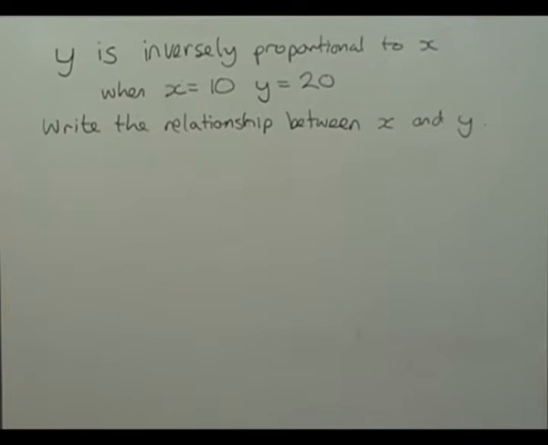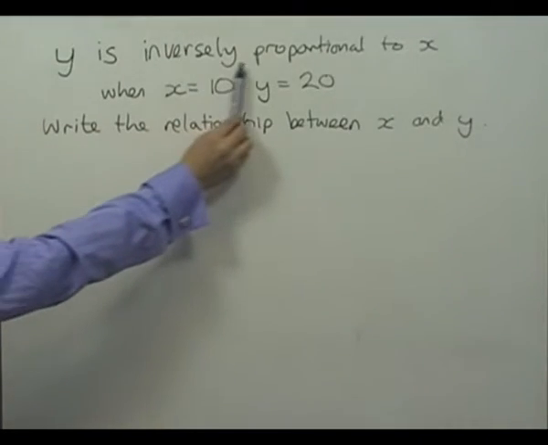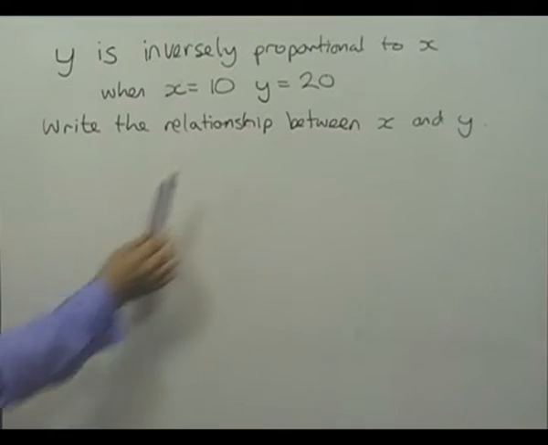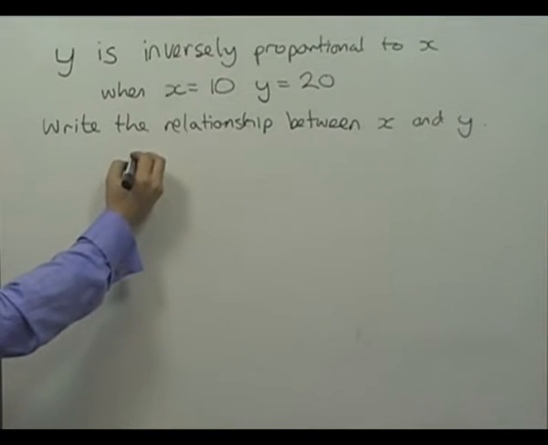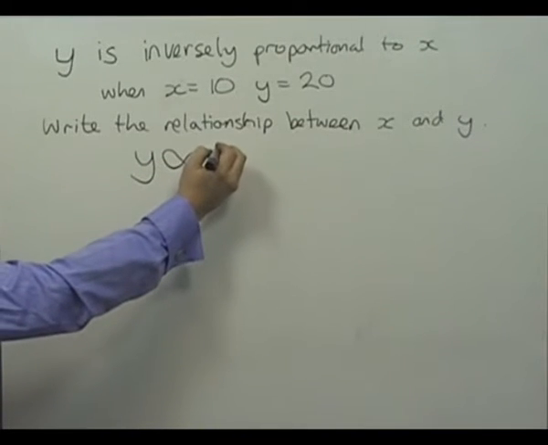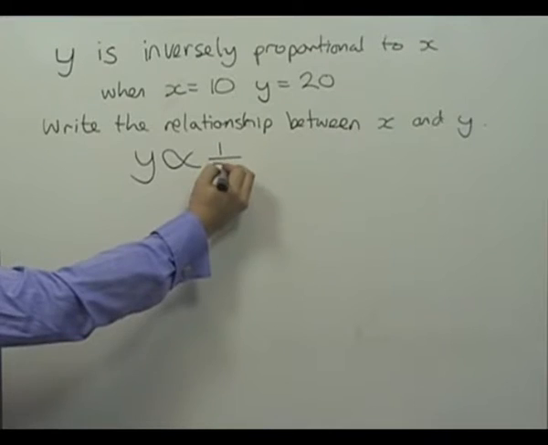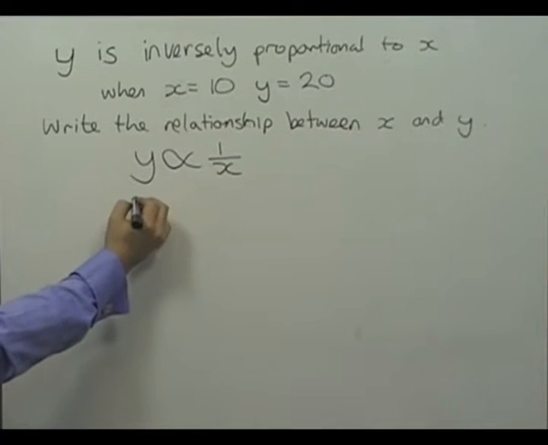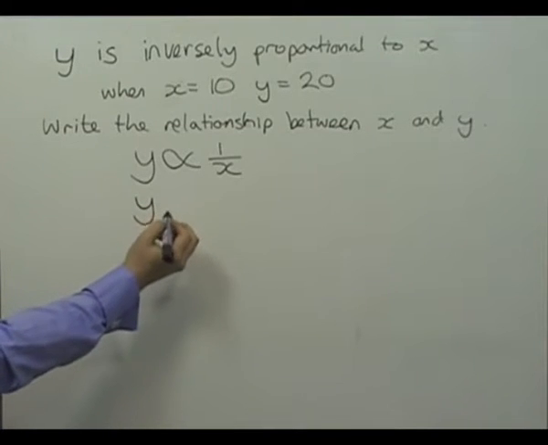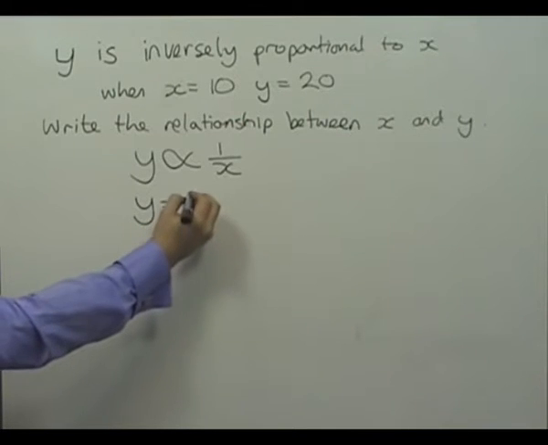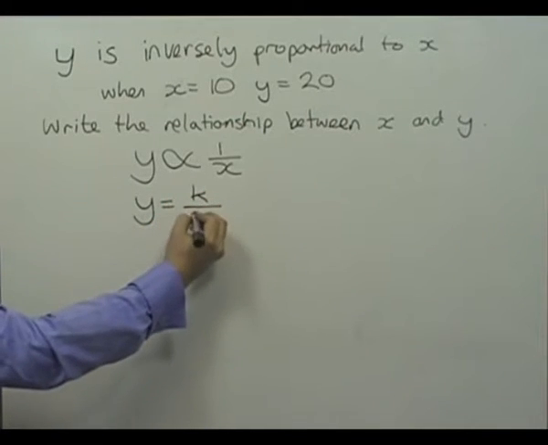Now I'm going to show you how to do inverse proportion. So here we have a question that says y is inversely proportional to x. And it says here, write the relationship. Well, that means the relationship is going to be y is proportional to 1 over x. Now again, we need to replace this proportional symbol with a constant, with a multiplication, because proportional just means a multiple of something. So y is equal to k divided by x.